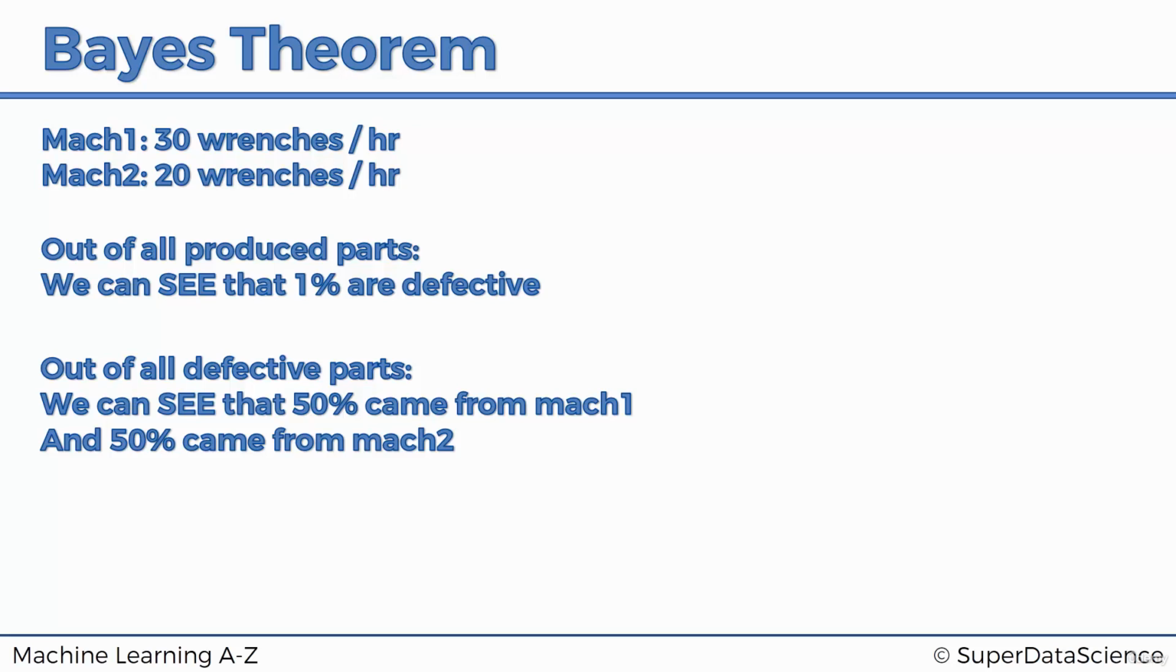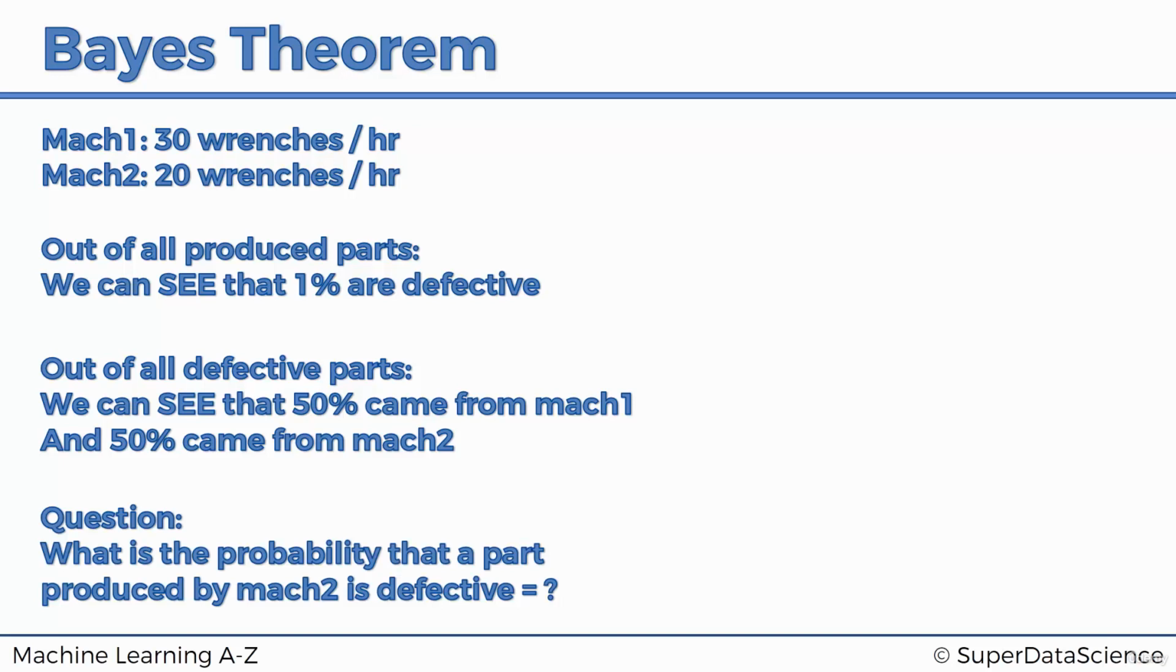So here you can see that if you take all the defective parts, so only the defective parts, and you calculate how many of them came from machine 1 and how many of them came from machine 2, you'll see that half and half, that half of them are from machine 1 and half of them from machine 2. All right, so this is just the defective parts. And the question is, what is the probability that a part produced by machine 2 is defective? So that's the same question which we discussed already.